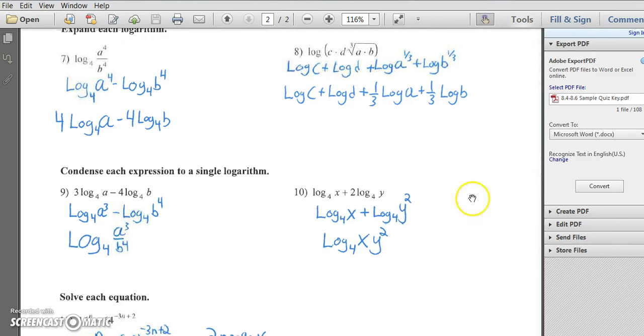Here, take that 2, throw it up as an exponent. That plus turns into multiplication, and you're done.